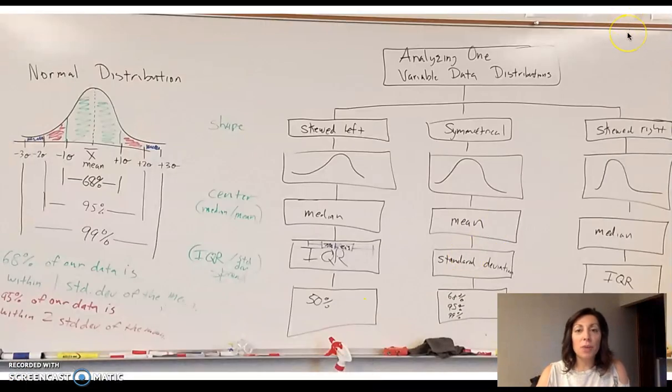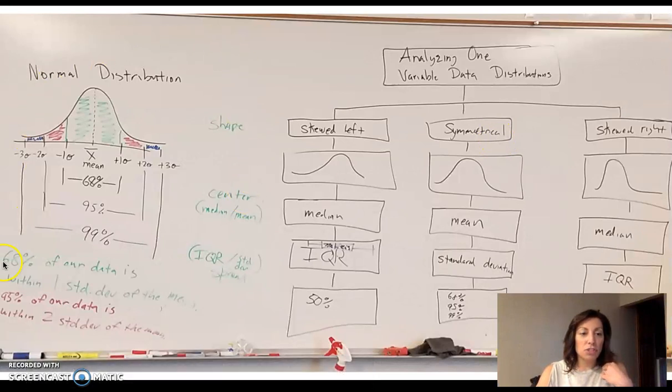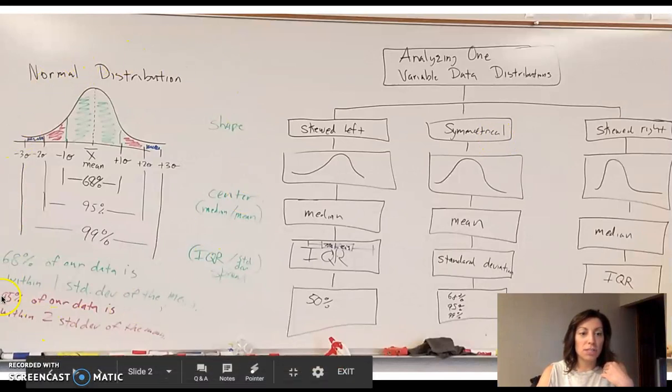Okay, so here is what you worked on with Mr. Duarte last week. You created a classification chart, a classification map of the 3 types: skewed left, skewed right, symmetrical. And you even drew out the normal distribution here with some notes and information with Mr. Duarte. And the normal distribution was your symmetrical distribution.